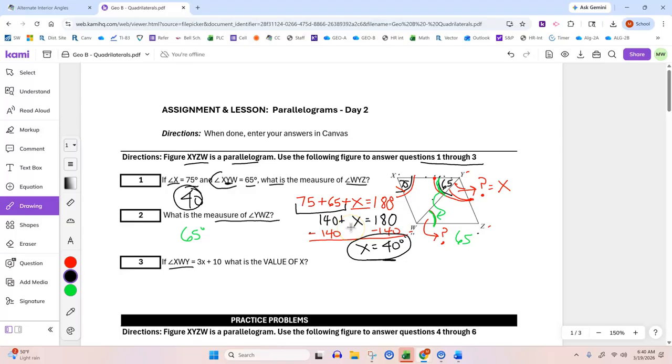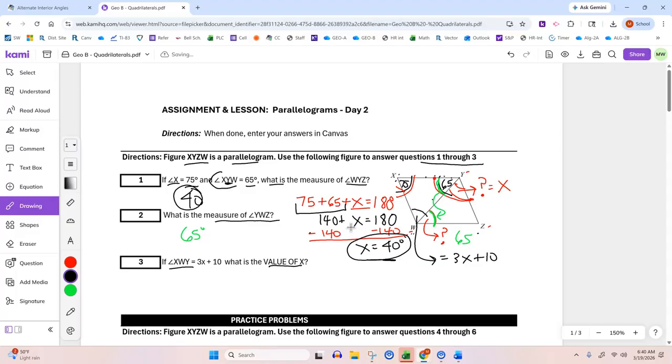So the next one we have is XWY. So it's going to be XWY. Okay, so it's going to be this one right here. So that equals 3x plus 10, right? Okay. What is the value of x? Well, what is the value of this?